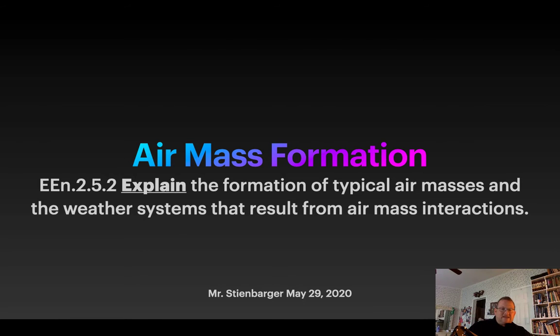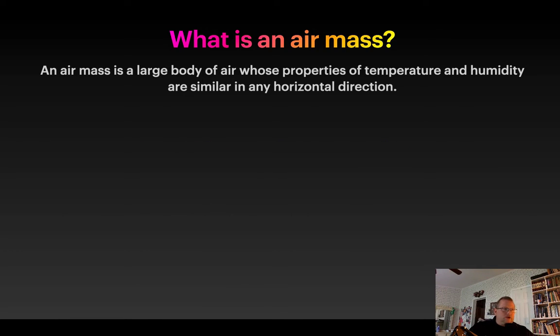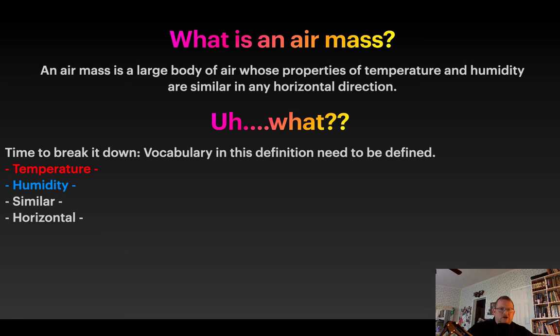So let's ask the obvious question first: what is an air mass? Well, an air mass is a large body of air whose properties of temperature and humidity are similar in any horizontal direction. Yeah, what? That's not a lot of information, and we kind of have to start picking it apart. So let's break it down.